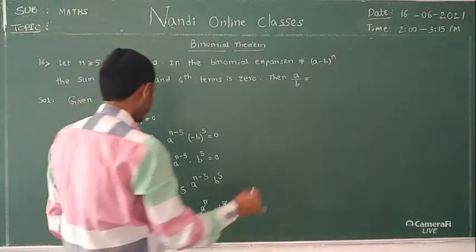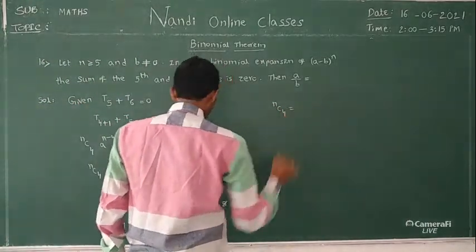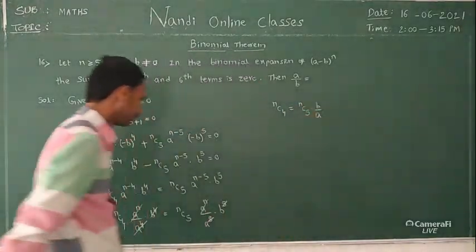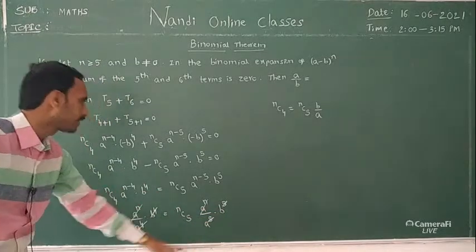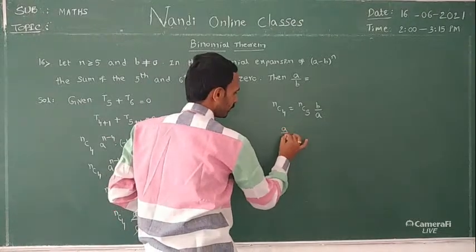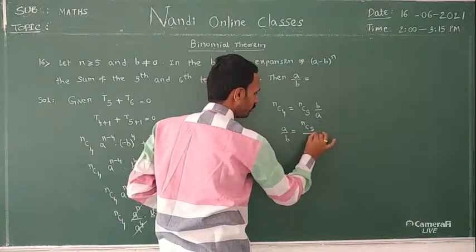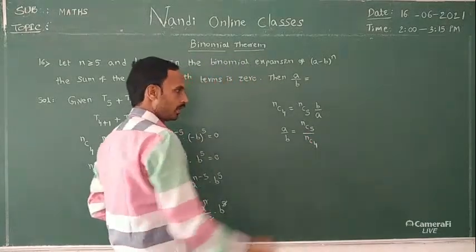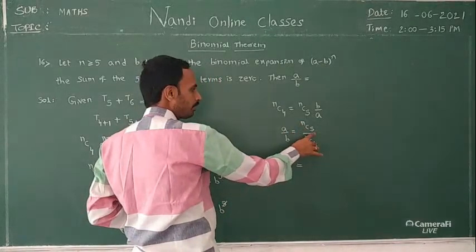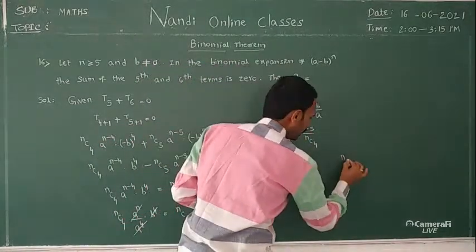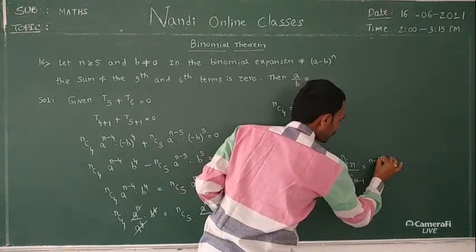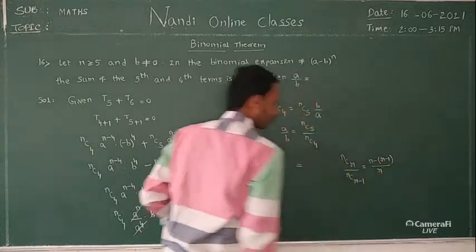Then you will get nC4 is equal to nC5 into b by a. Here one b is remaining, here a is remaining. Bring that b by a to here, it will become a by b is equal to nC5 by nC4. a by b equal to nC5 by nC4. It is in the form nCr by nCr minus 1. nCr by nCr minus 1. Formula: n minus of r minus 1, by r.